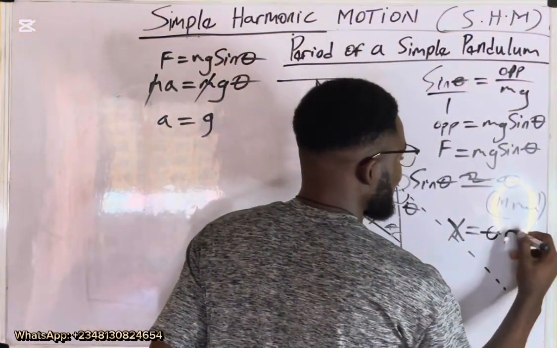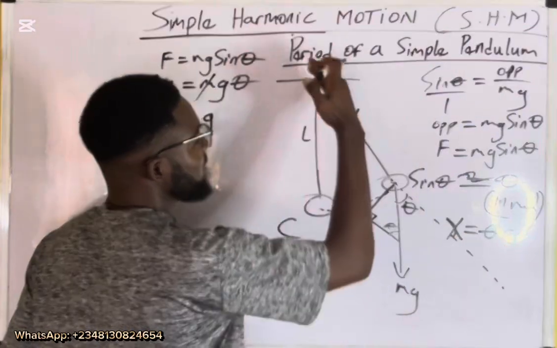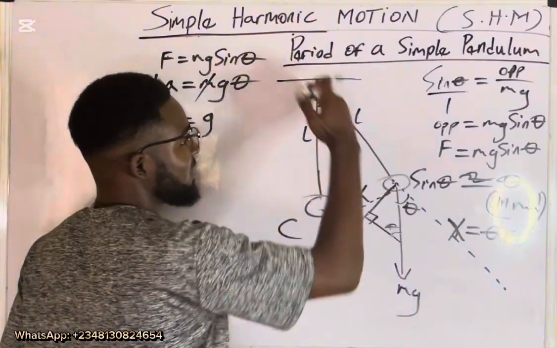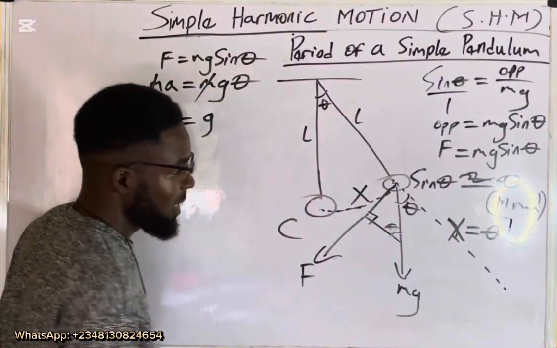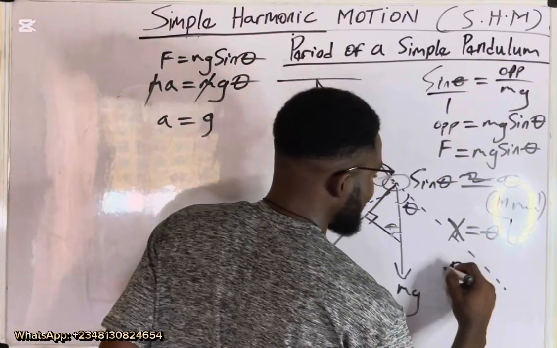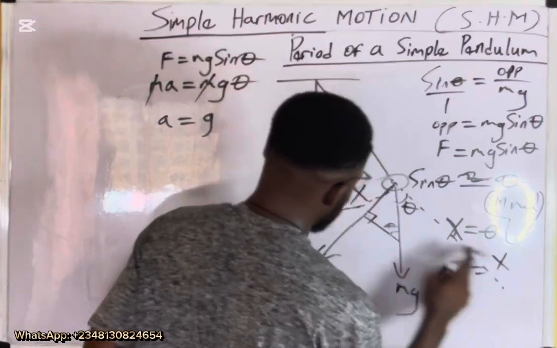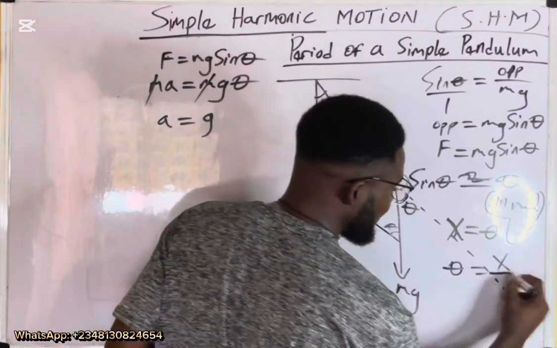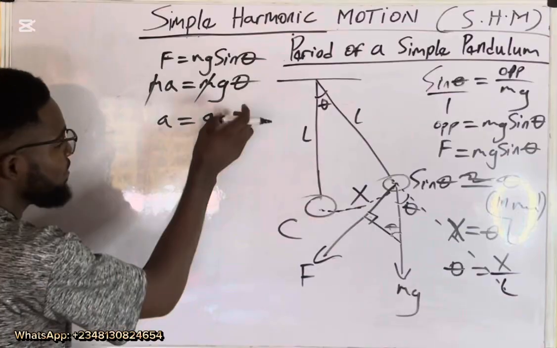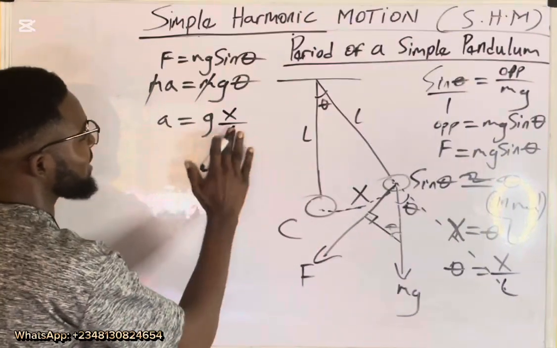theta times radius. In this case, what is the radius? We are not using radius; the radius is the length of the string. That is the length. So if I make theta the subject of the formula, theta becomes x, which is the distance from the mean position, over length. So we put it right here. That is the distance over length.